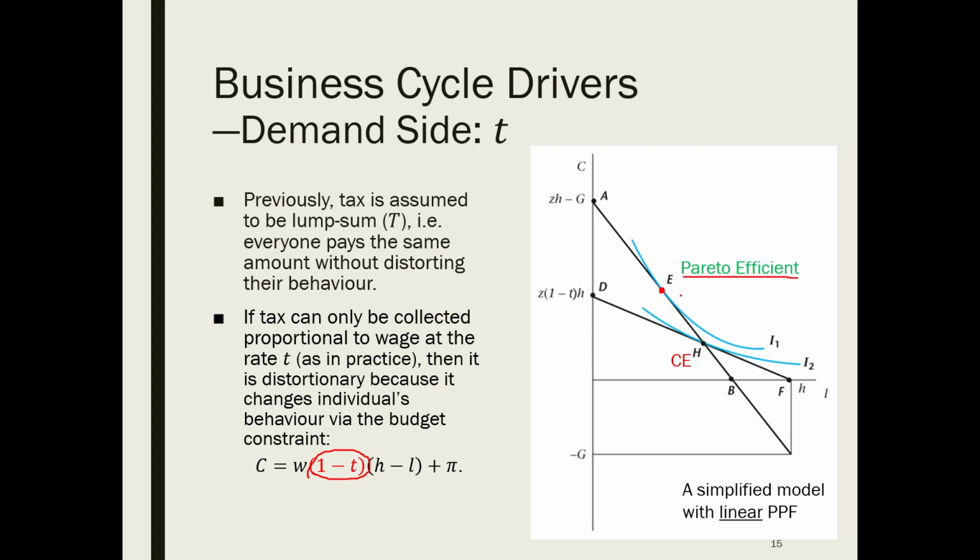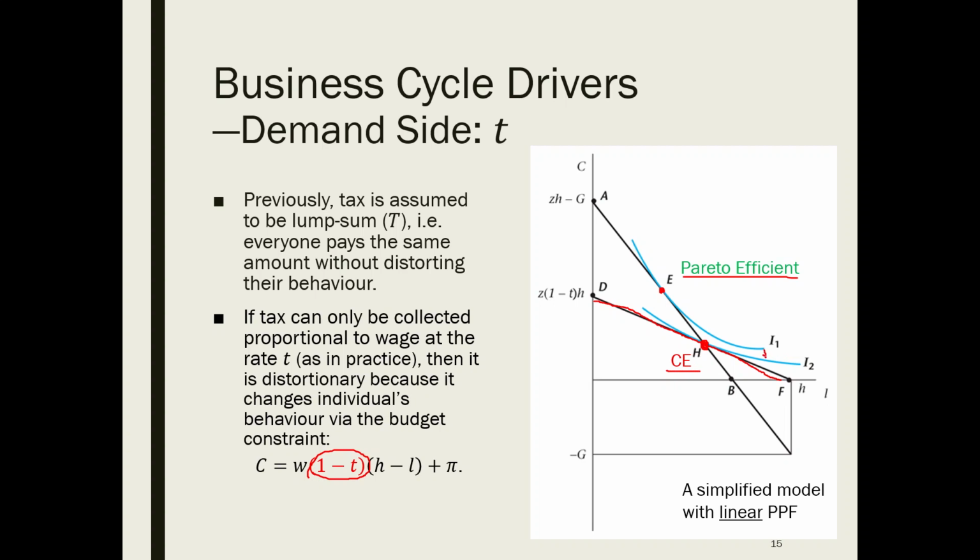Note that this is a centralized economy without an explicit labor market. Everyone works and consumes according to the optimal resource allocation plan of E, arranged by the central planner. If, however, we adopt a decentralized market economy like in reality and collect a proportional income tax, then the budget constraint is flatter due to the additional term 1 minus t in the slope. The resulting competitive equilibrium is point H, which is associated with the lower indifference curve I2.